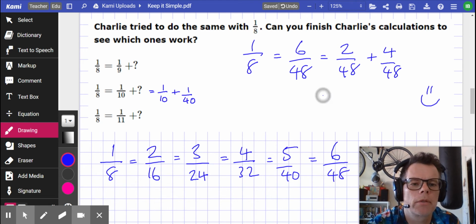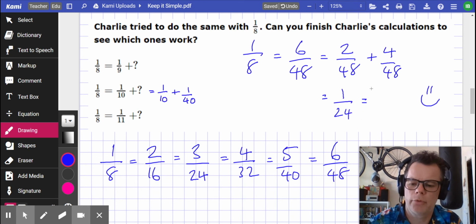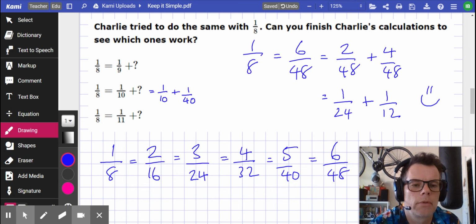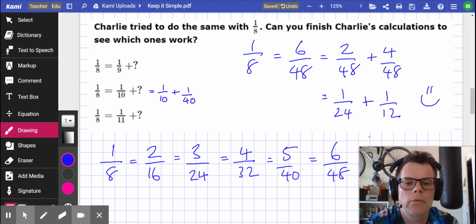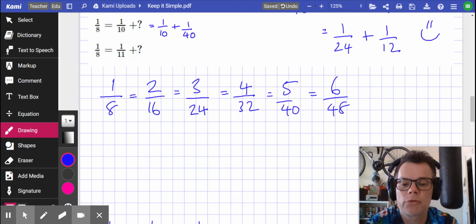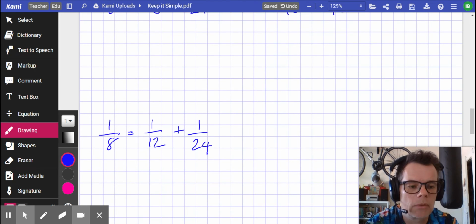Okay. And 2 over 48, that's 1 over 24. And 4 over 48, that's 1/12. Well, that's unit fractions. Is that an answer? 1 over 24 plus 1 over 12. Oh, but I've already got that one.